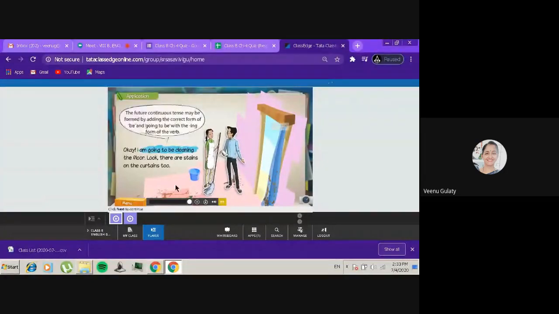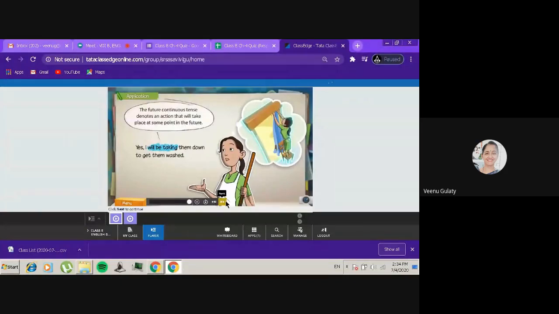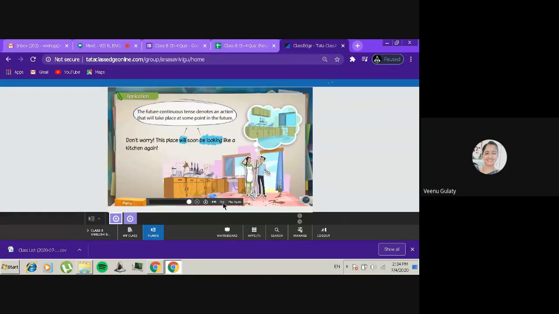This is also future. With I, you use am, so I am going to be cleaning. Yes, I will be taking them down to get them washed. Don't worry. This place will soon be looking like a kitchen again. Again, the usage of future tense. Nice activity.